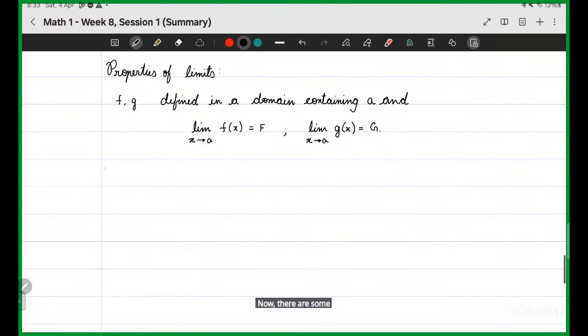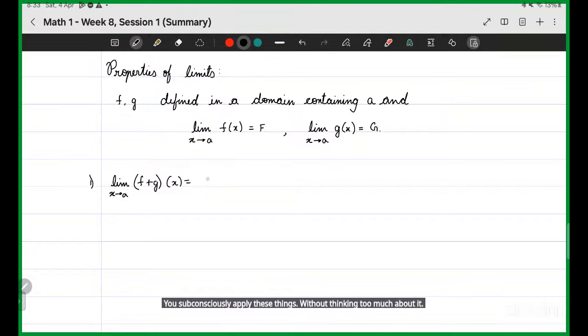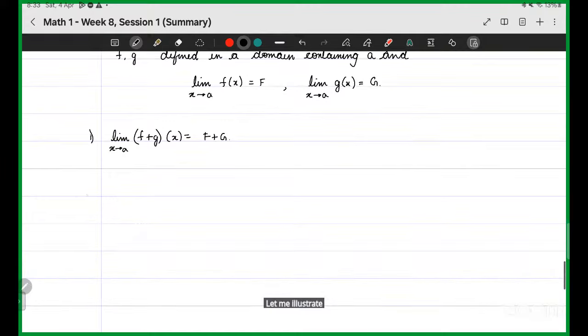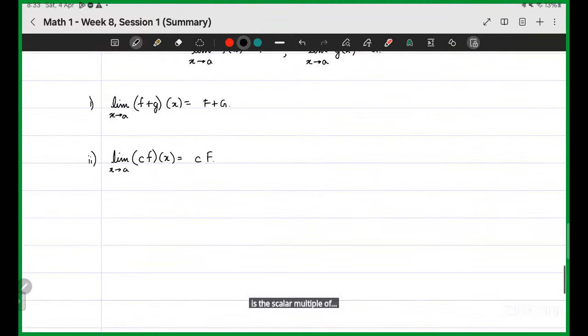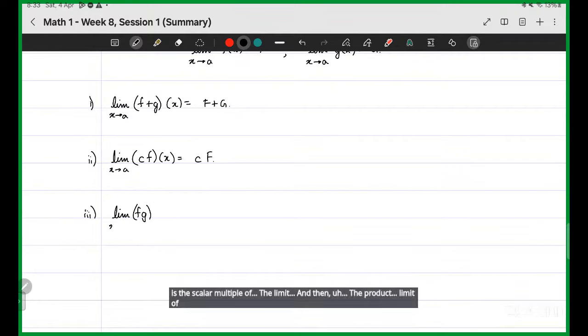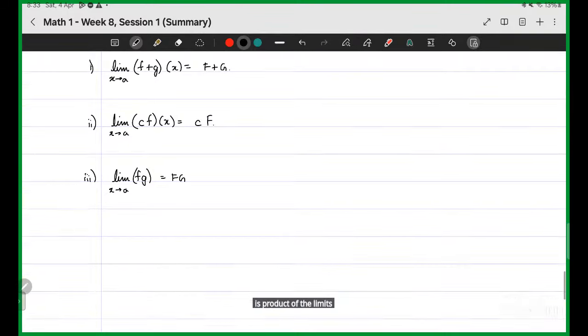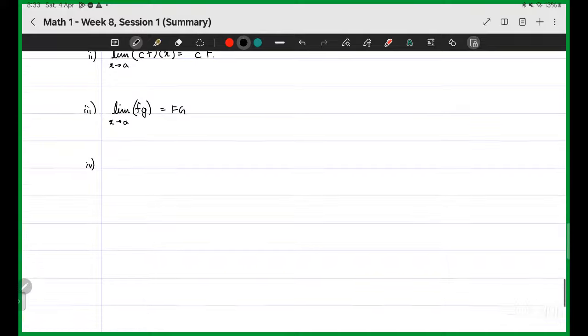Now there are some rules, things you would expect. If I look at the sum of two functions, you subconsciously apply these things without thinking too much about it. Let's try f plus g. The limit of the sum function is the sum of the limits. The limit of a scalar multiple of the function is the scalar multiple of the limit, and then the limit of the product is the product of the limits, and then the limit of the quotient.